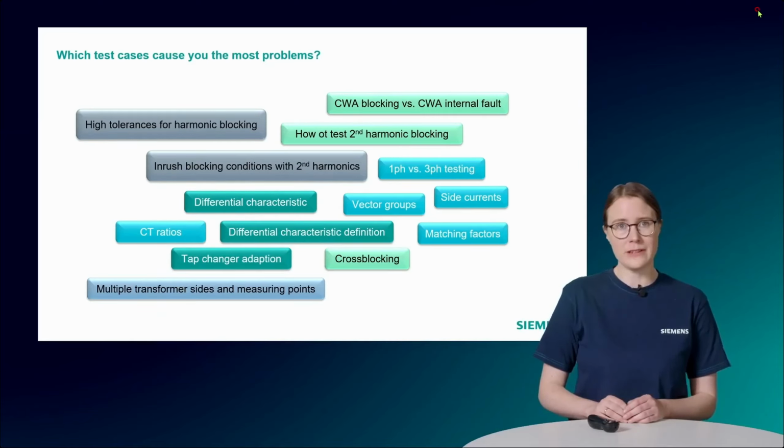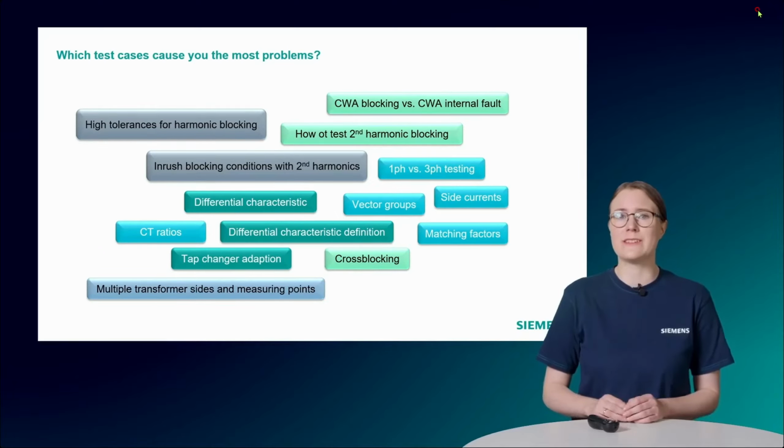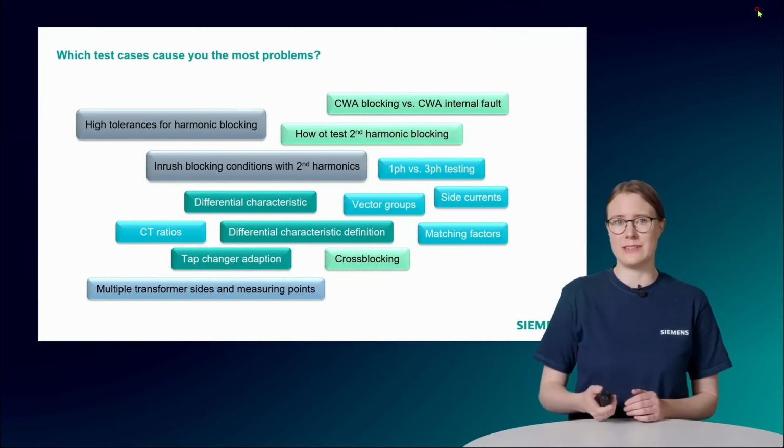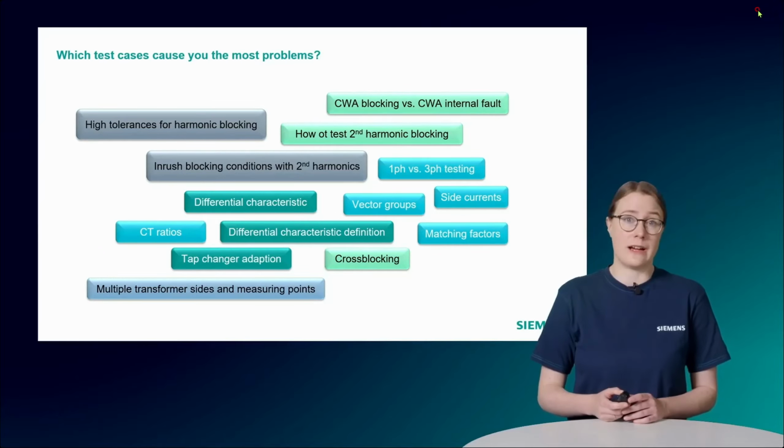One topic which is always coming up since the function was released is the question of how to test the CWA blocking versus the CWA internal fault detection. Among other things, this function means that it is often no longer sufficient to test under steady state conditions.